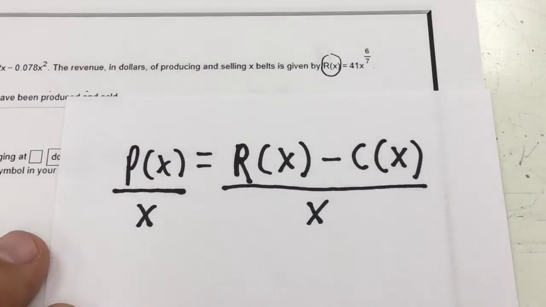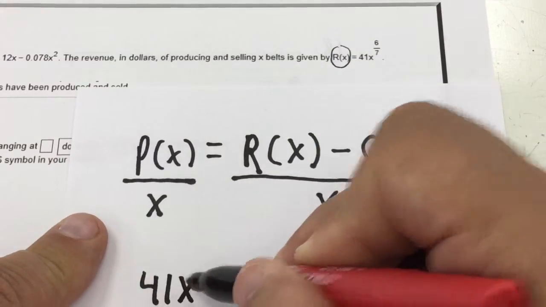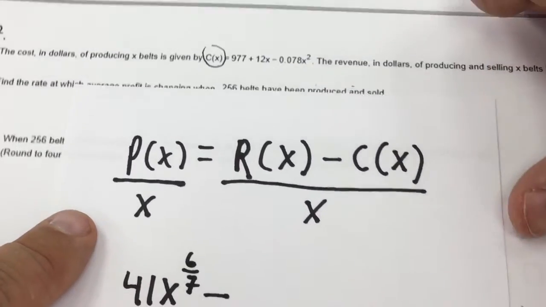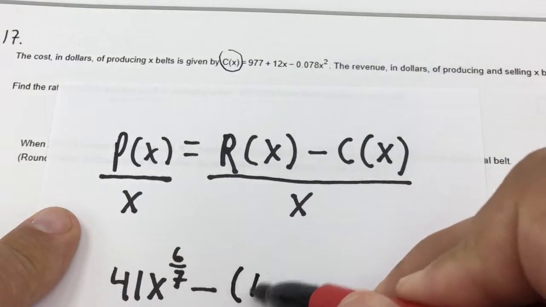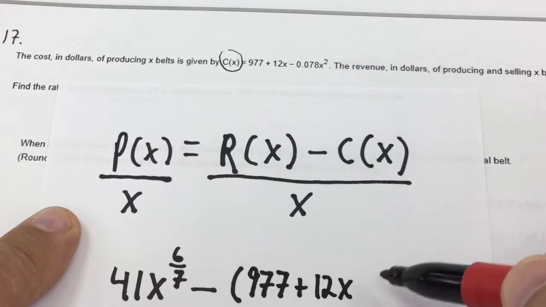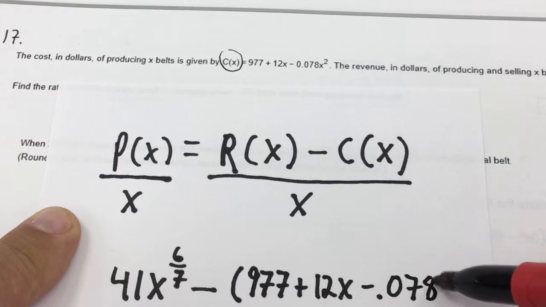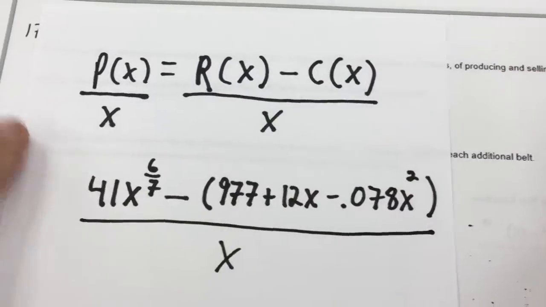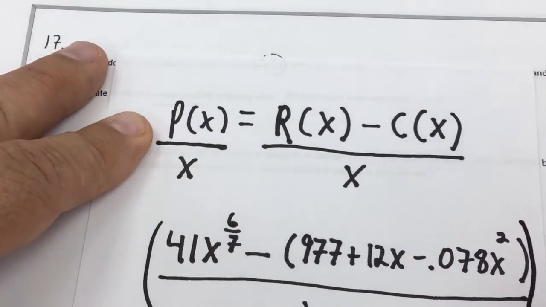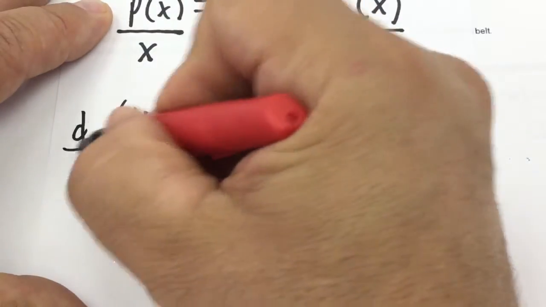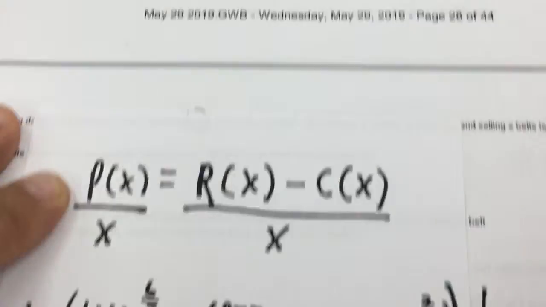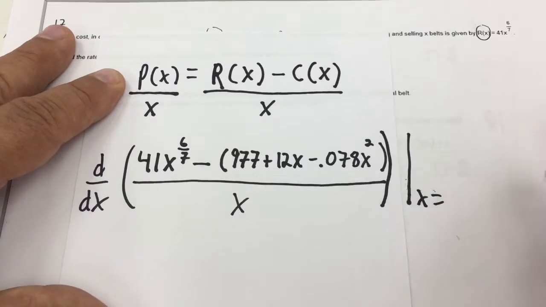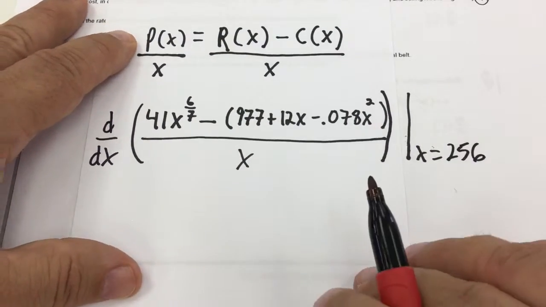So my revenue is 41X to the 6/7, minus my cost. I love how they give it to me in reverse order. So I have to subtract the whole thing, and I'm going to divide that by X. I'm going to take the derivative of that, evaluated at X equals, I believe it was 256 belts. And that's what I have to type into the calculator.